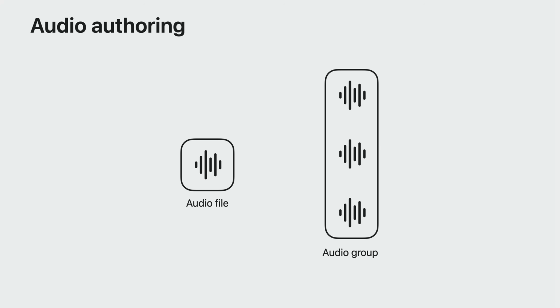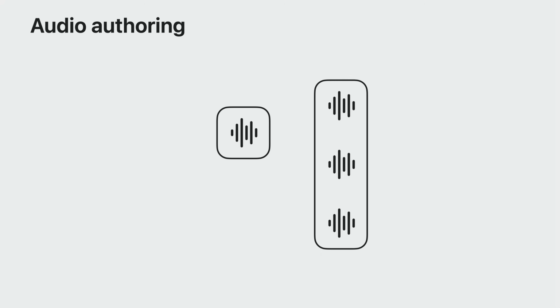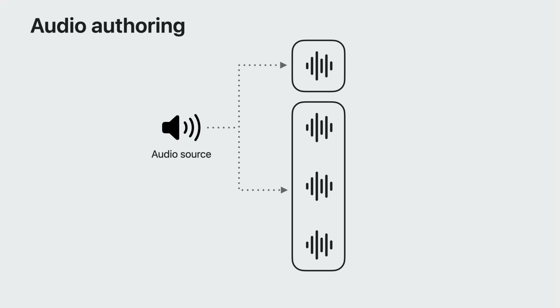An audio file group can be constructed from audio files in a scene. Each time an object plays an audio file group, a random audio file from the group is selected for playback. An audio source defines the way audio files and audio file groups are emitted into a scene.